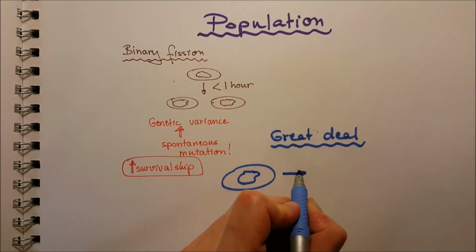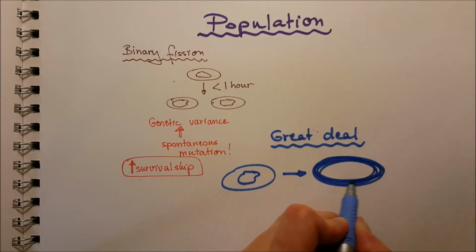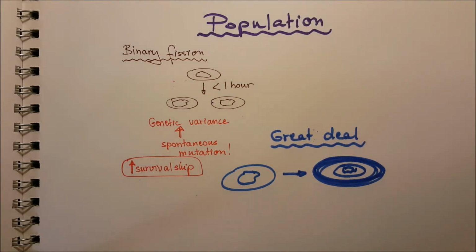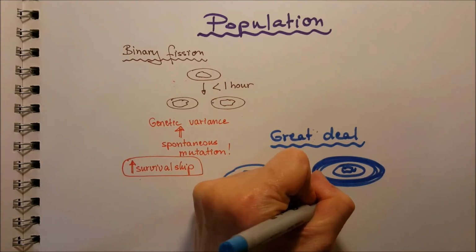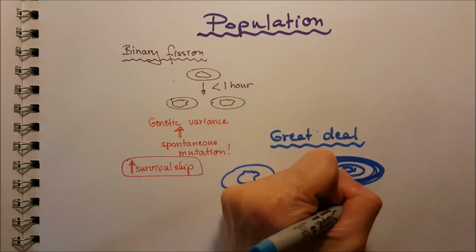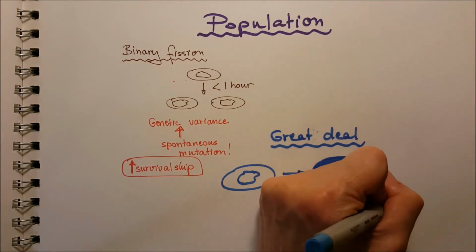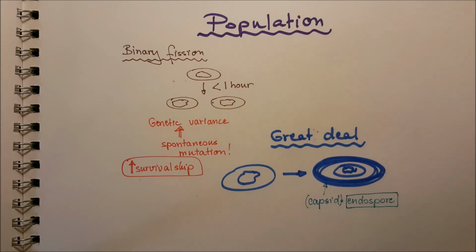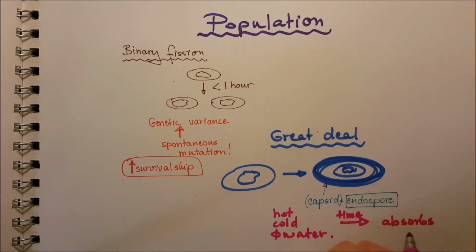The great thing is that many prokaryotes form specialized cells called endospores. They form endospores, and those remain dormant through harsh conditions, for example, hot weather, cold weather, or lack of water. Endospores can survive extreme weather. When the endospore receives environmental cues that conditions have improved, they can absorb water and resume their growth.